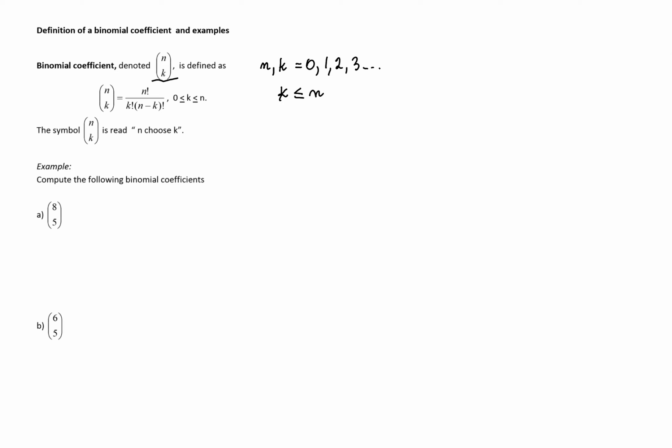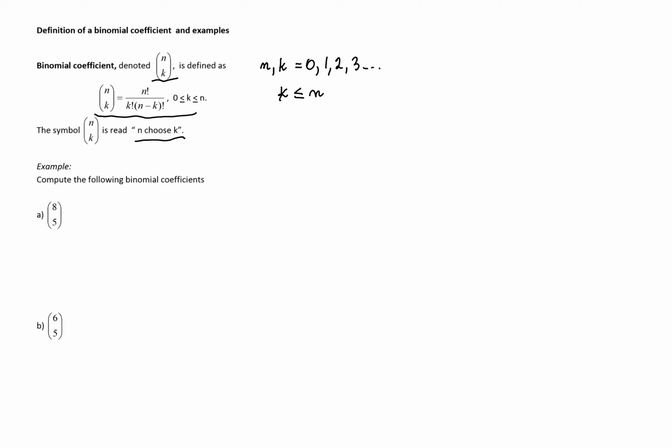And then we define that binomial coefficient as n factorial over k factorial times n minus k factorial. That binomial coefficient is read n choose k, so the symbol n over k is read n choose k. It is called binomial coefficient because you will see it later in the binomial theorem, and these are really coefficients in the powers of a binomial. So let's look at some examples.